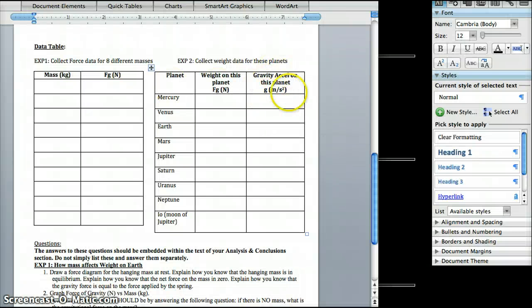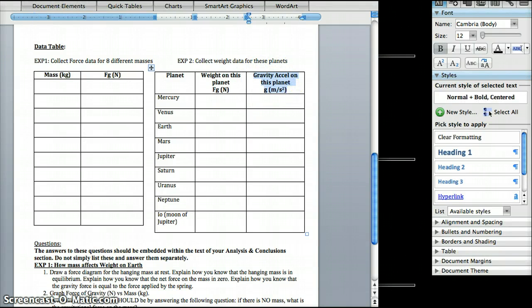Now to get this other column, the second column where it says gravitational acceleration on this planet, like it says in the directions, you want to Google the planet, okay? So for instance, on Earth, gravitational acceleration, g, is 9.8 meters per second squared. But on other planets, we're going to have to look this up. So let's take an example for Mercury.